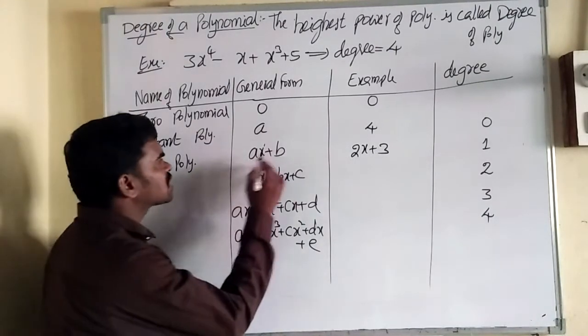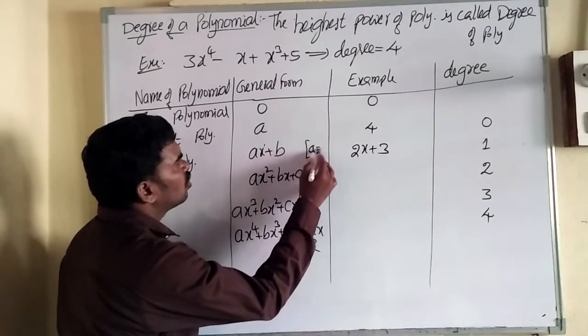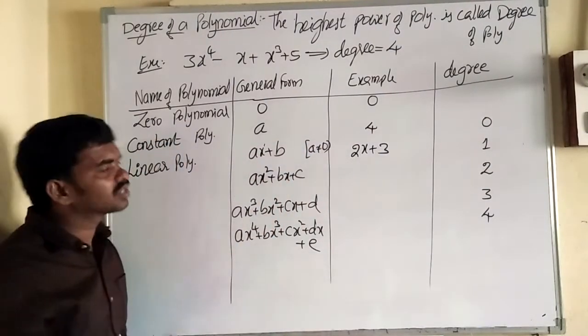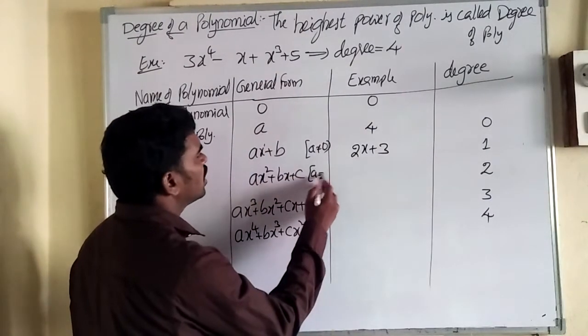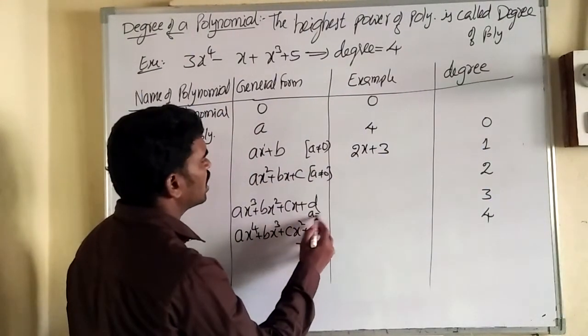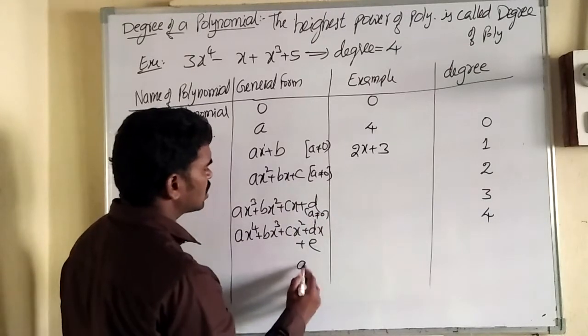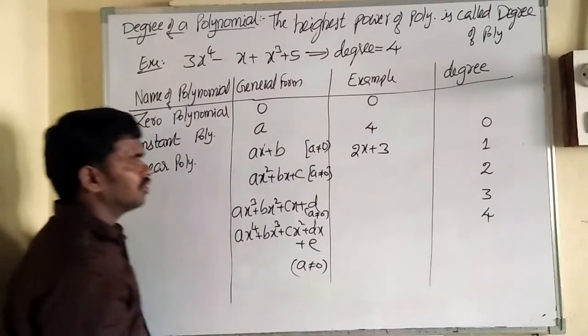Okay, here a must be not equal to 0. So what about b? Whatever b, a must be not equal to 0. So here also a not equal to 0. Here also a not equal to 0. And here also a not equal to 0.